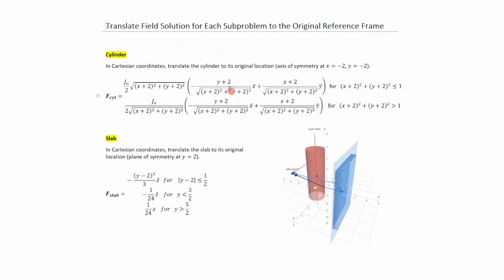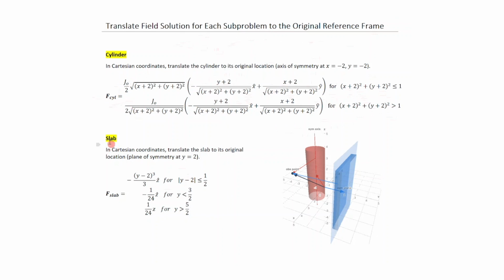So we know this was originally y on the previous page, but if you subtract, you have y plus 2, and for the x coordinate, that's x plus 2. So that essentially means x minus 2 becomes x plus 2, y minus 2 becomes y plus 2. So this is the actual field calculation now at the position of interest. And of course, these also get changed: this becomes x plus 2 and this one becomes y plus 2. So now these are the translated versions for the cylinder field.